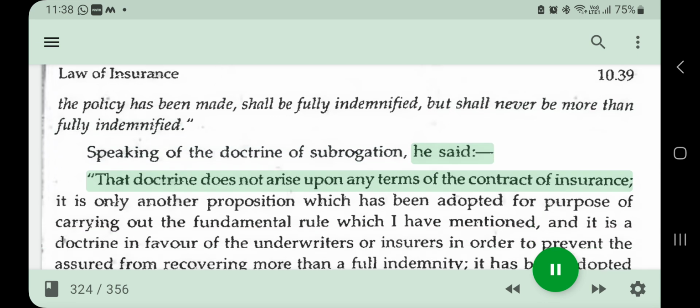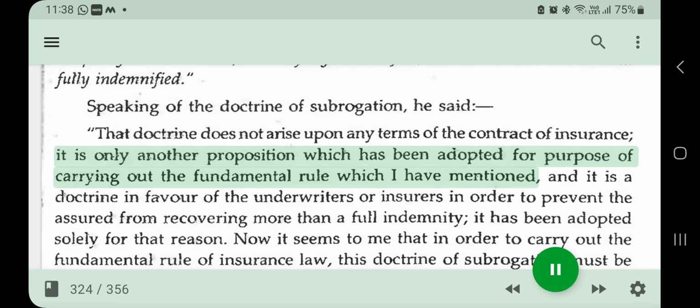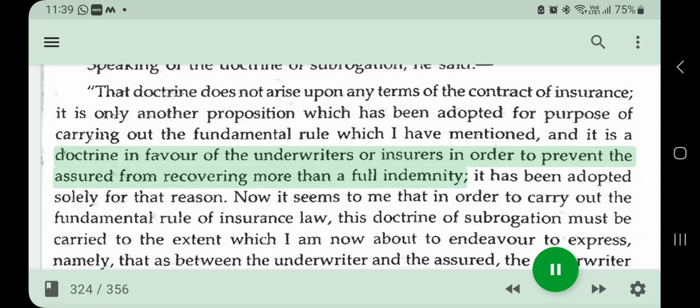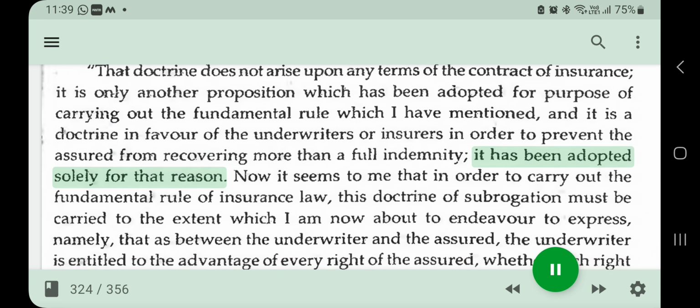Speaking of the doctrine of subrogation, he said, "That doctrine does not arise upon any terms of the contract of insurance. It is only another proposition which has been adopted for the purpose of carrying out the fundamental rule which I have mentioned, and it is a doctrine in favor of the underwriters or insurers in order to prevent the assured from recovering more than a full indemnity. It has been adopted solely for that reason.